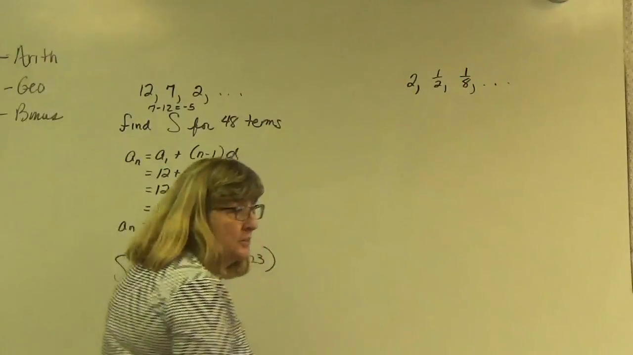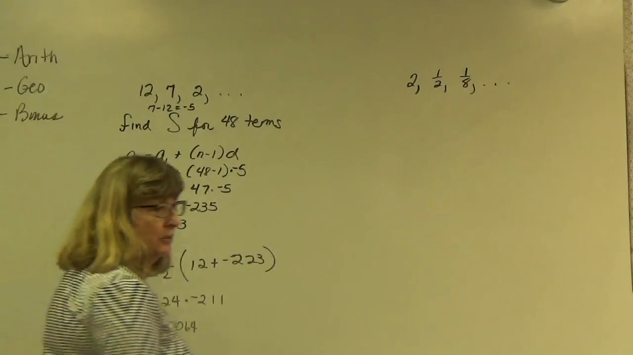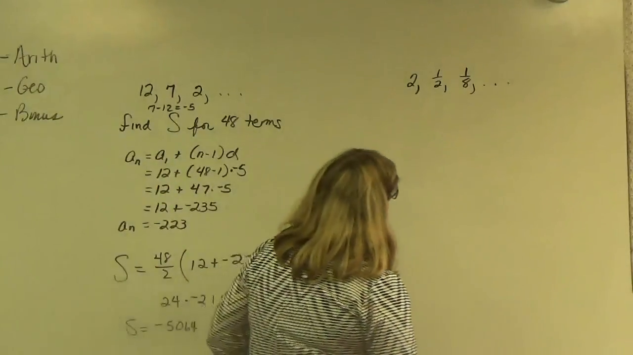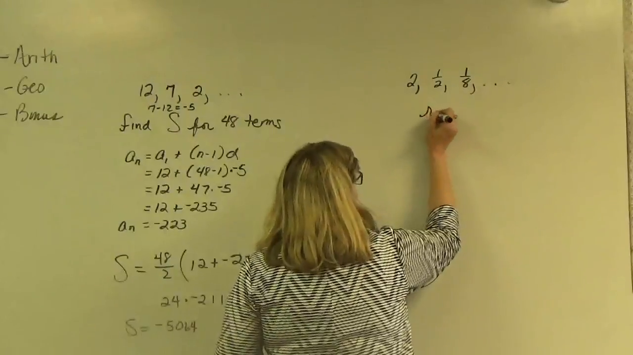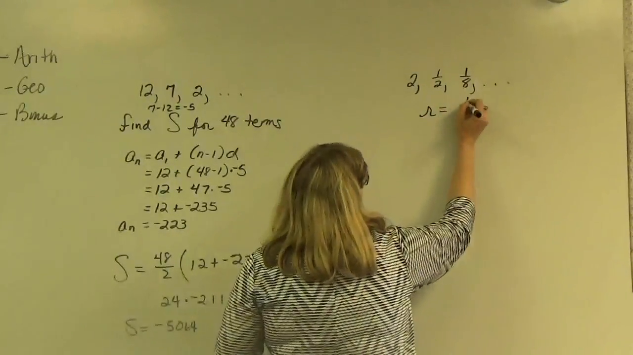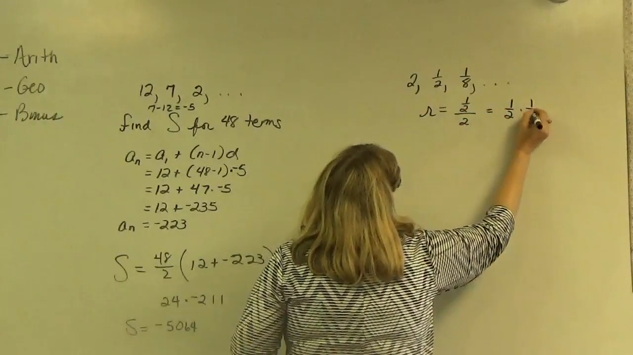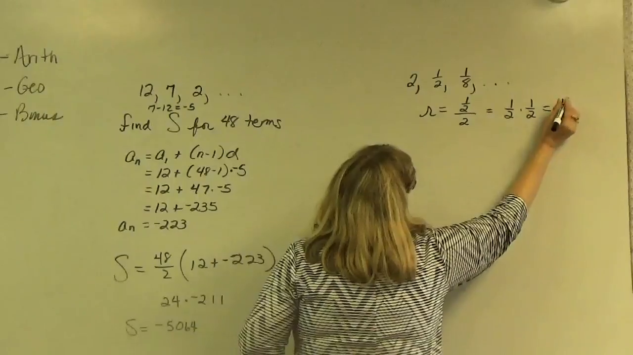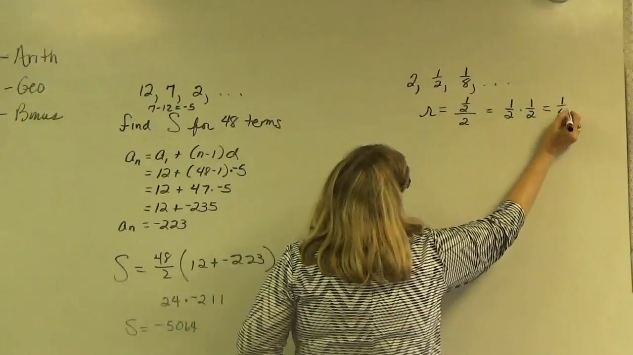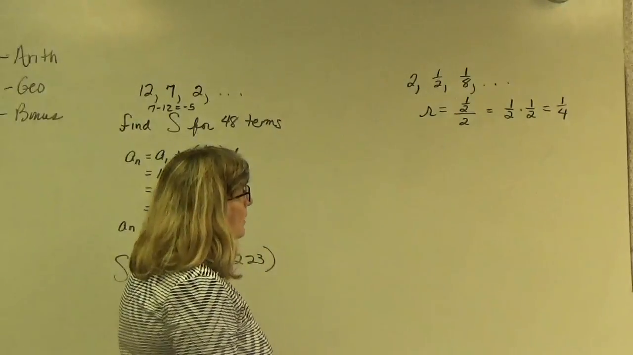I'm going to do it the same way I did the last one. Out of one problem, I can make quite a few questions, right? We know it's geometric because you're multiplying. What are we multiplying by? What's the ratio? You take the second term divided by the first. So I get 1/4, because you divide, you invert it. So we got a ratio of 1/4.